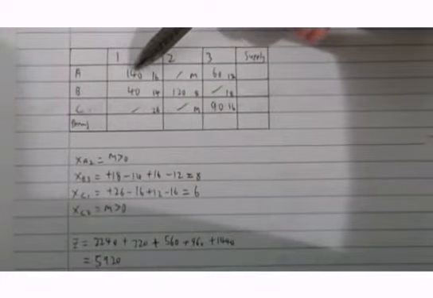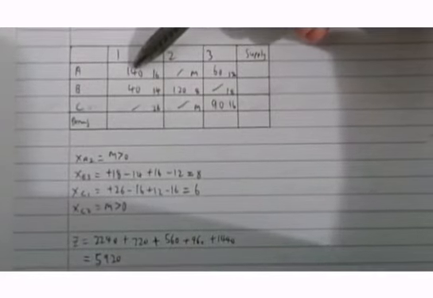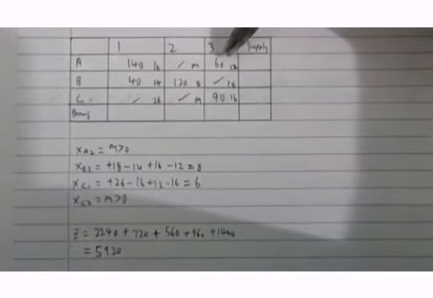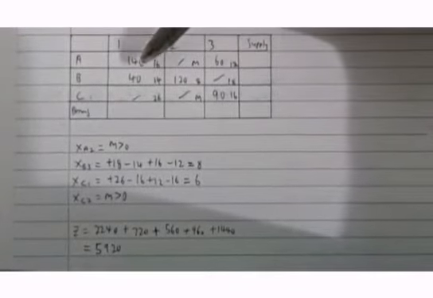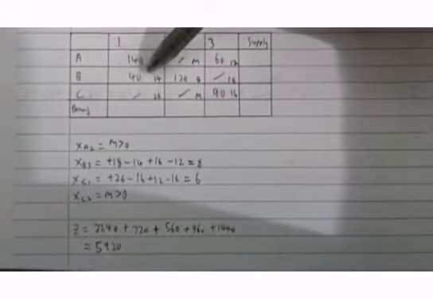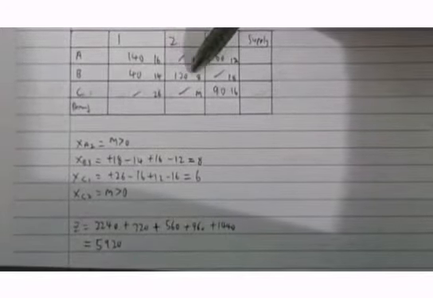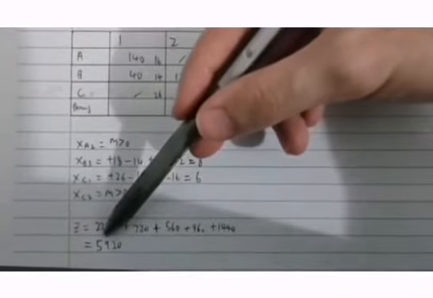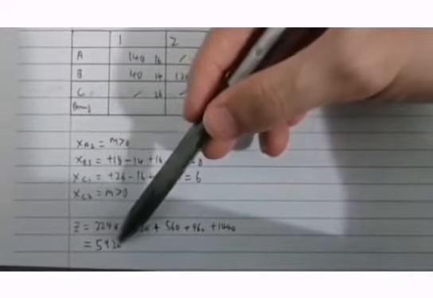So for the final answer, we just use 140 multiplied by 16 plus 16 multiplied by 12 plus 40 multiplied by 14 plus 120 multiplied by 8, and also plus 19 multiplied by 16. So the answer we get is 5,920.